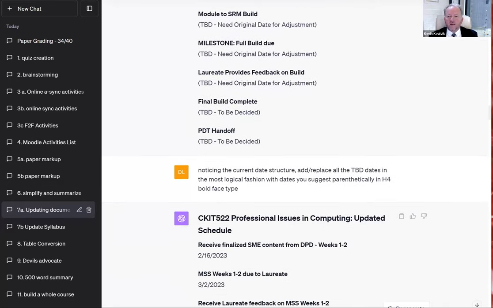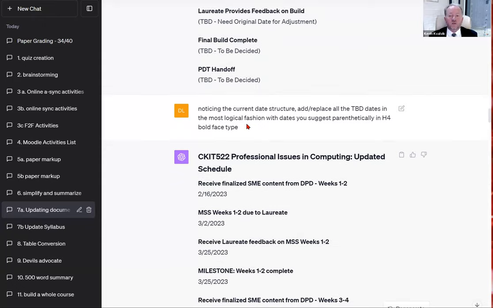But I noticed that there's all these TBD dates that were in that document. Well, that's something else. I said, go ahead and take out the TBD dates and put in something that makes sense.